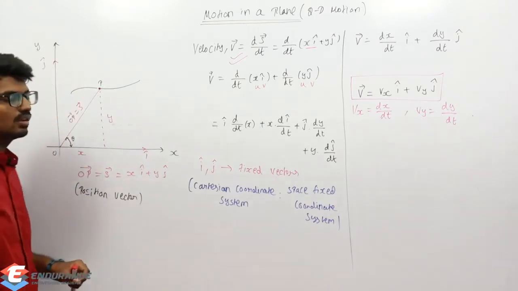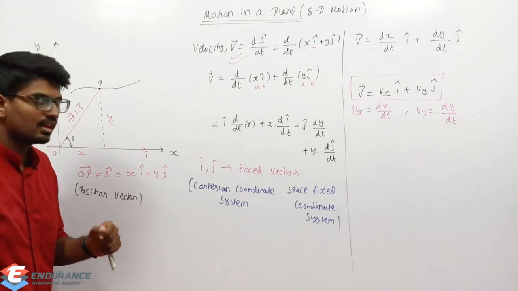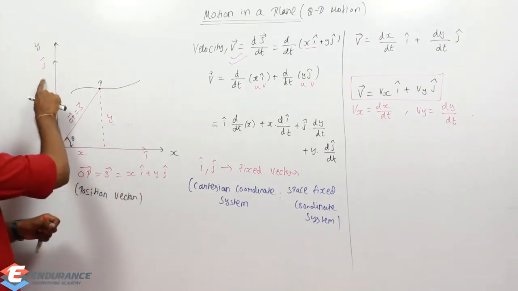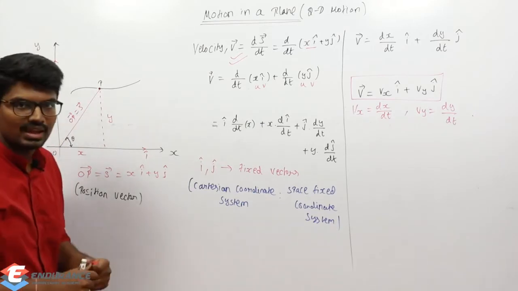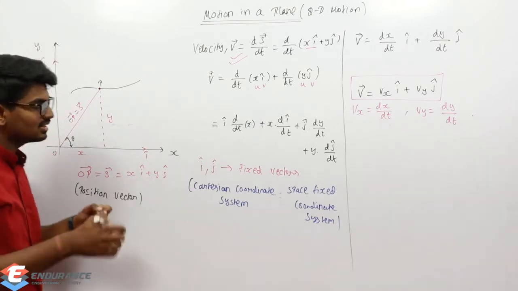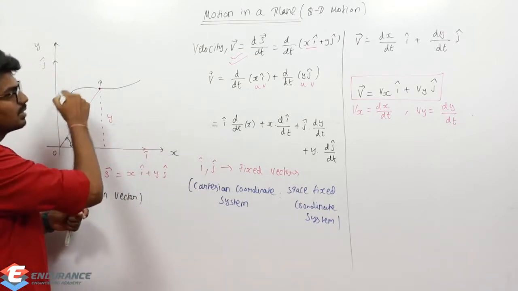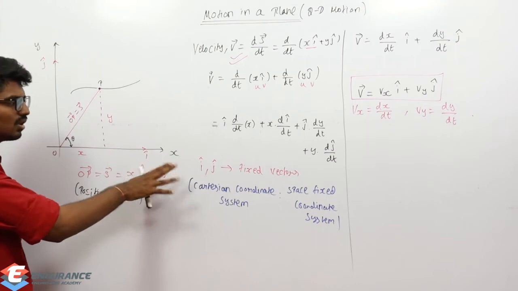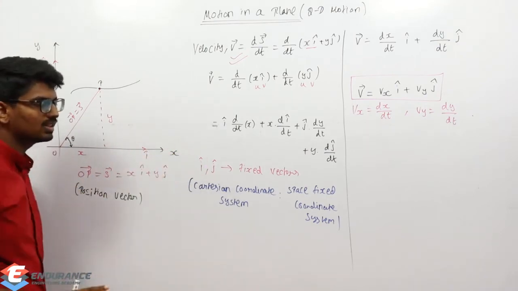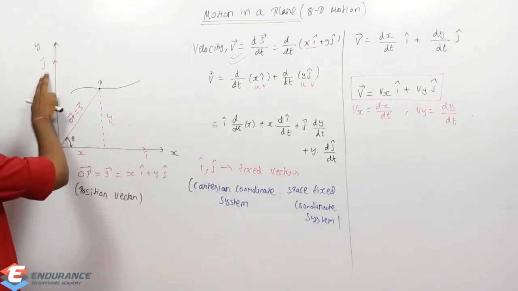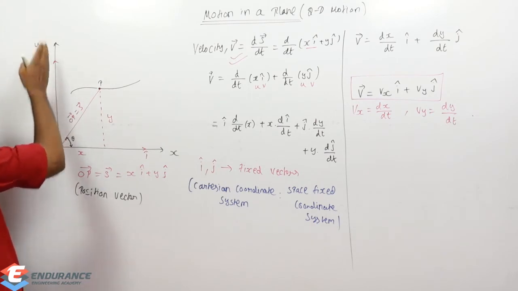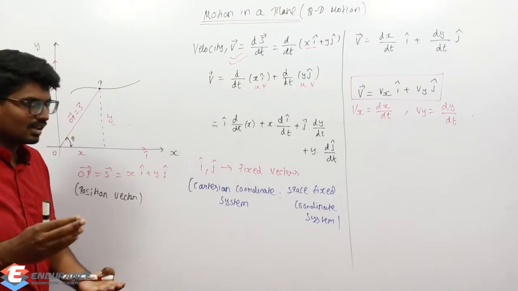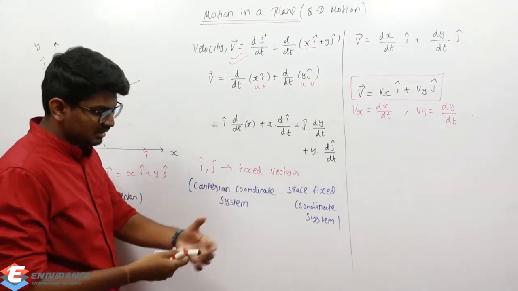But what about the i vector and j vector? The i vector is the unit vector along the x-axis. The j vector is the unit vector along the y-axis. Was there any change when the car moves or when the particle moves? There is no change. Obviously there is no change. This i vector will always be the i vector, always oriented towards the x-axis. This j vector is always the j vector, and it will be oriented towards the y-axis. And that is what it is.